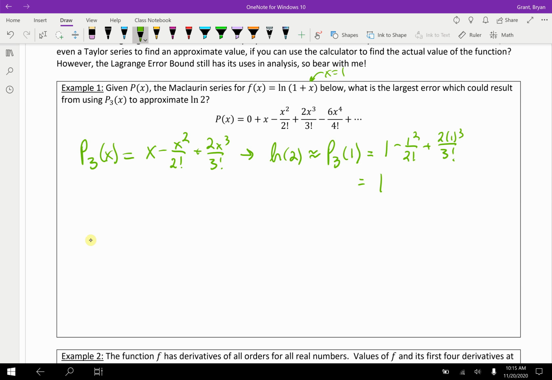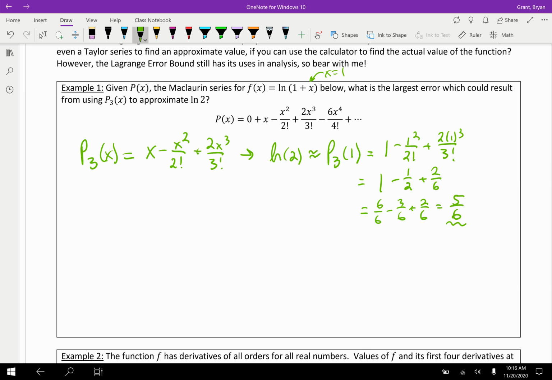If you wanted to simplify, minus 1/2 plus 2/6. Let's make them all sixths: 6/6 minus 3/6 plus 2/6. 8 minus 3 is 5/6. So we have the power series for natural log of 1 plus x. We are approximating natural log of 2 by replacing the x with 1. We're saying natural log of 2 is approximately 5/6.